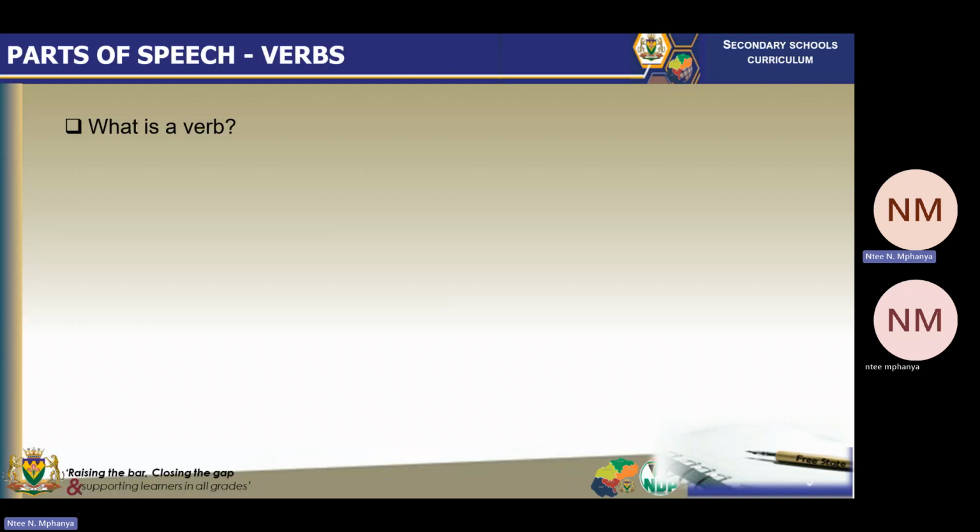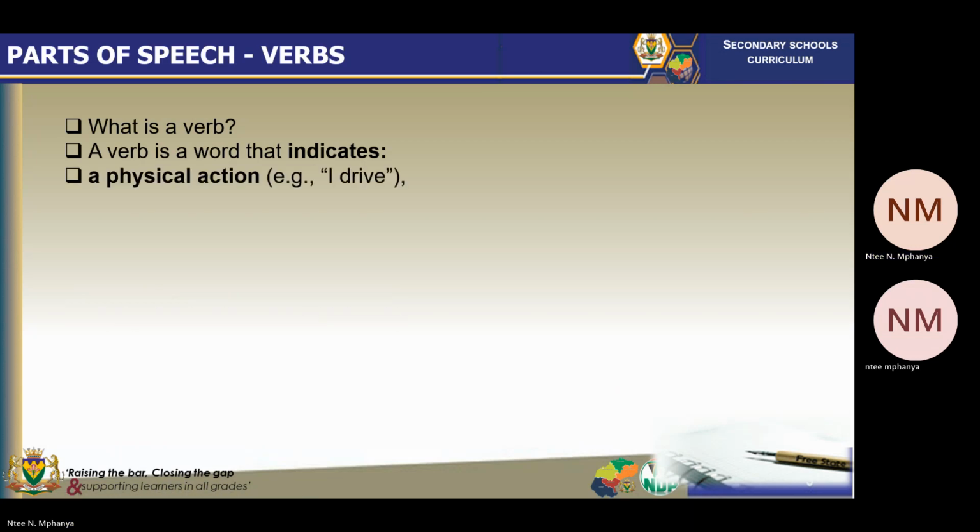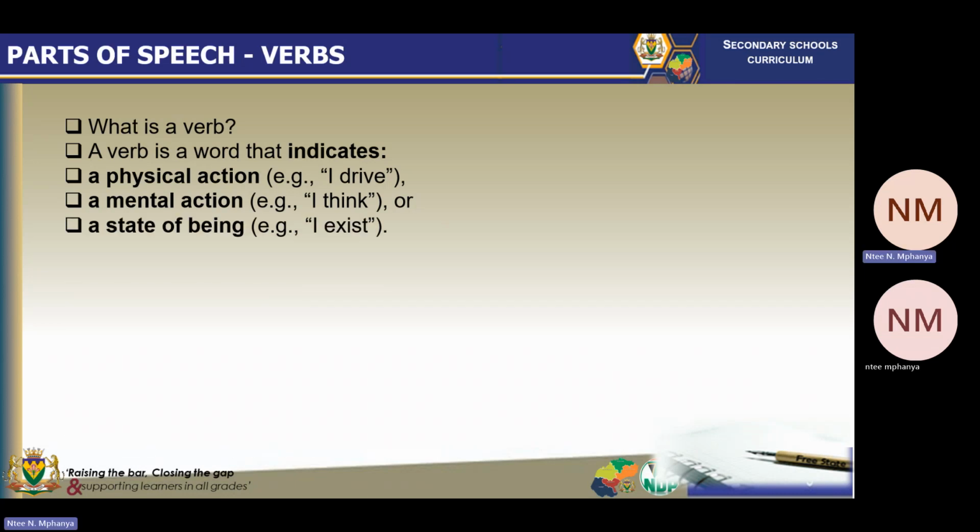Let us look at the verbs. What is a verb? A verb is a word that indicates the following. A physical action, for example, I drive. A mental action, for example, I think, or a state of being. In this case, I exist. In short, a verb is a doing word.